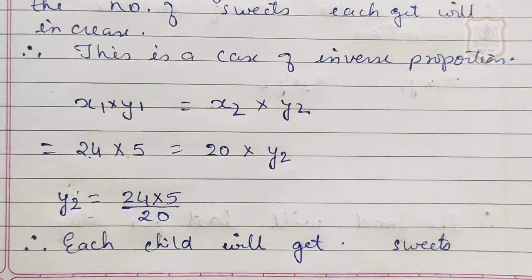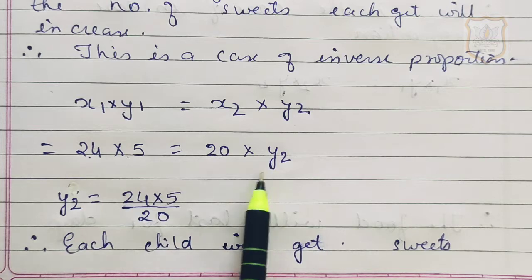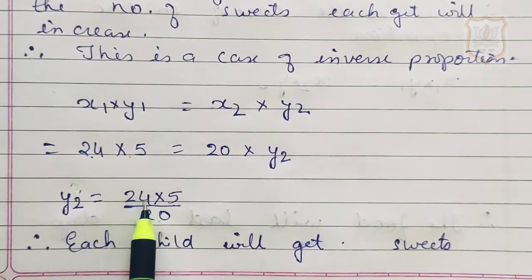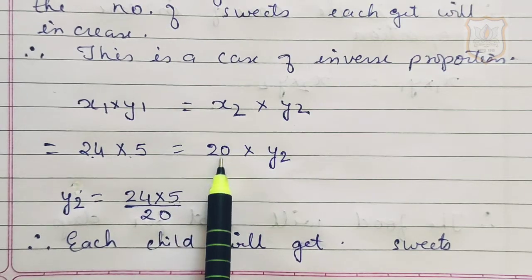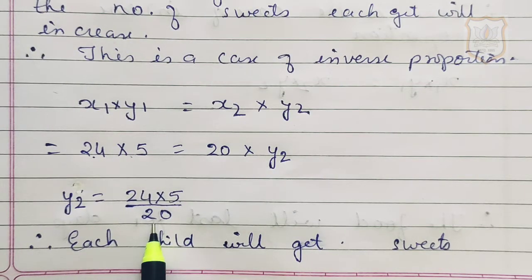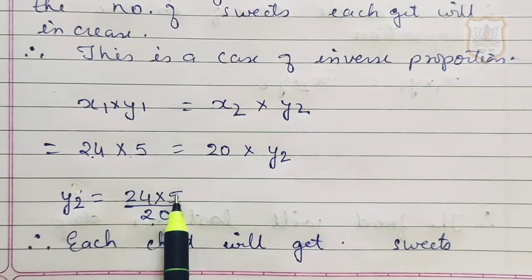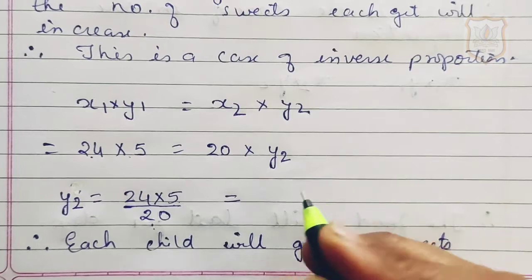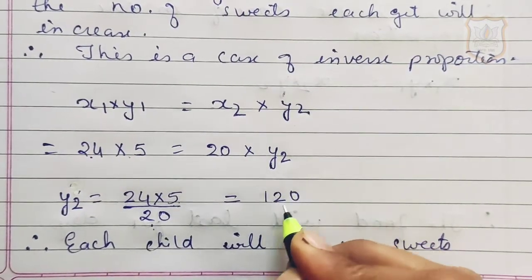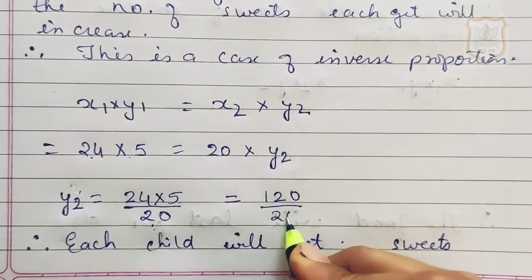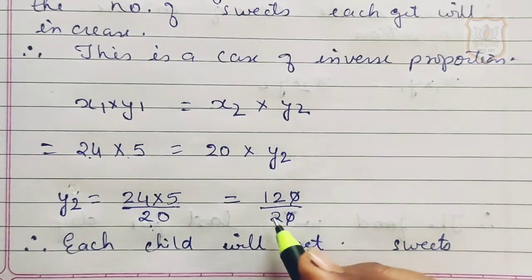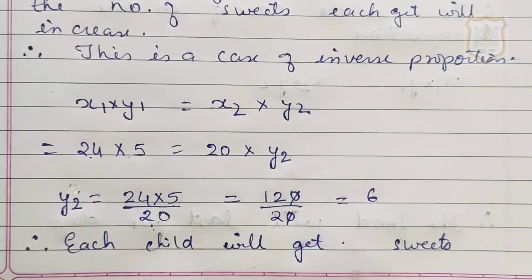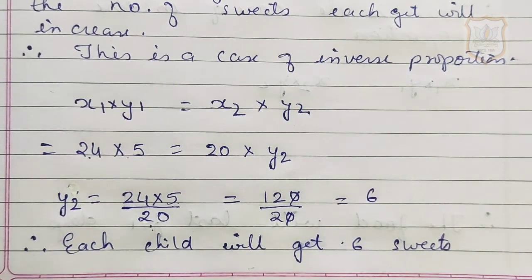Now students, to find the value of y2, we will bring y2 here and write 24 multiplied by 5 as it is, and 20 you will divide here. So 24 multiplied by 5 divided by 20: 24 multiplied by 5 is 120, and 120 divided by 20, the zeros you will cut, and 12 divided by 2 will be 6. Therefore, each child will get 6 sweets.